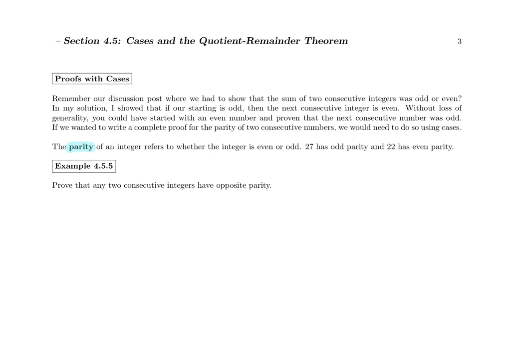So we're going to use this concept of parity to help us prove that any two consecutive integers have opposite parity. So we're going to use a proof with cases. We're going to divide our proof into cases so that we can show that our property is true. We can prove then that any two consecutive integers have opposite parity.